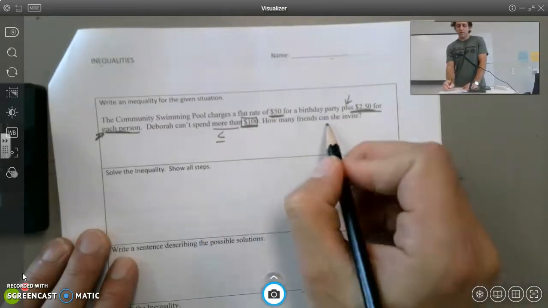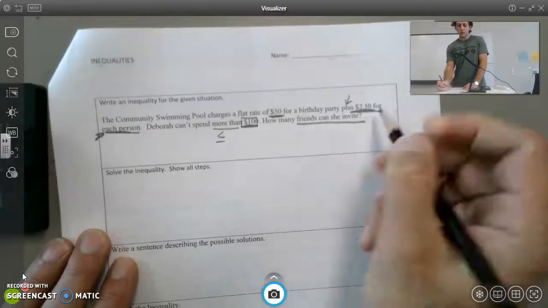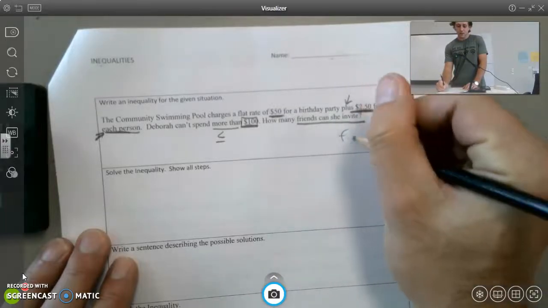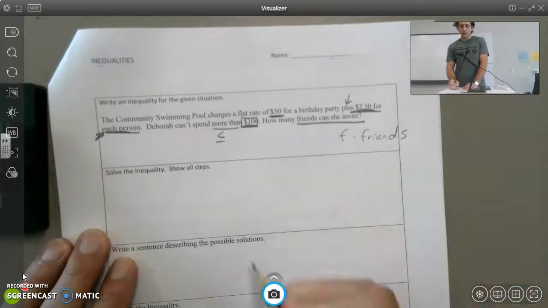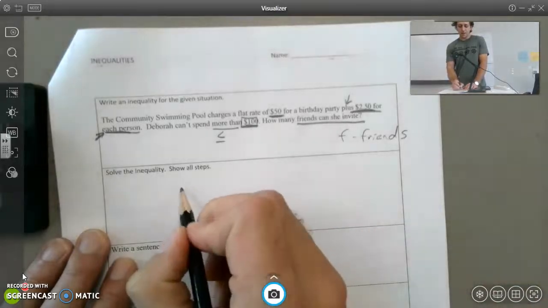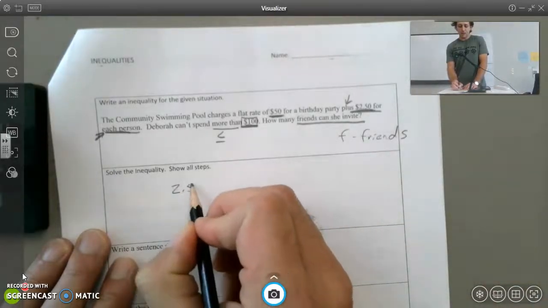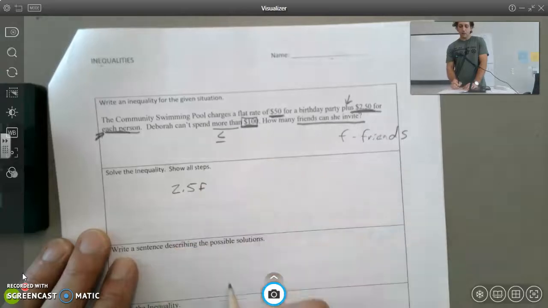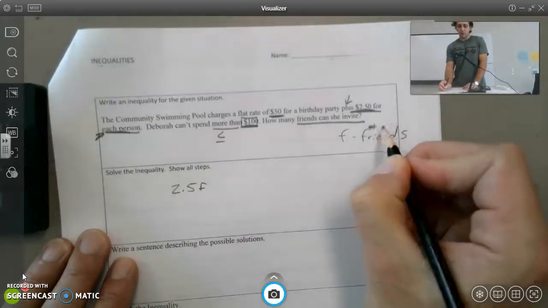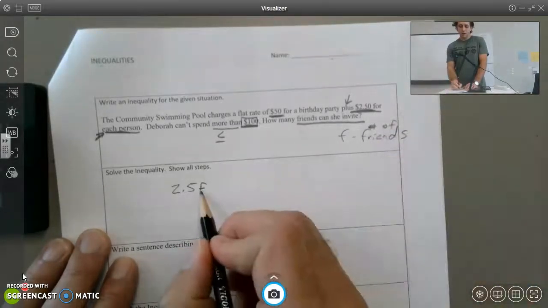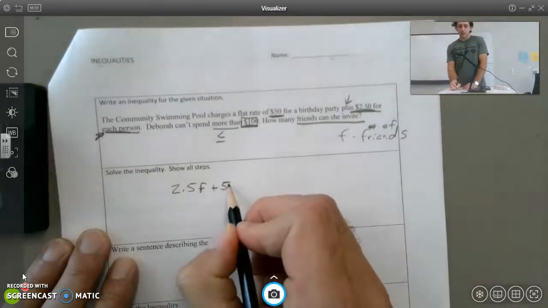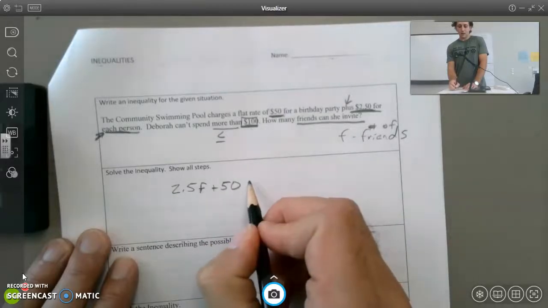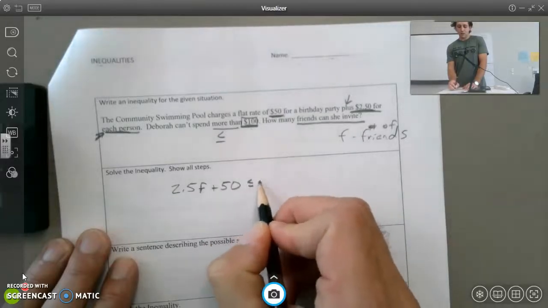How many friends can she invite? So we're solving for the number of friends. F is going to be our variable. It's going to represent friends. And let's go ahead and write this expression. $2.50 or 2.5 times the number of friends, and it might be important to put the number of friends. $2.50 times the number of friends plus $50 for like the one-time flat rate is less than or equal to $100.